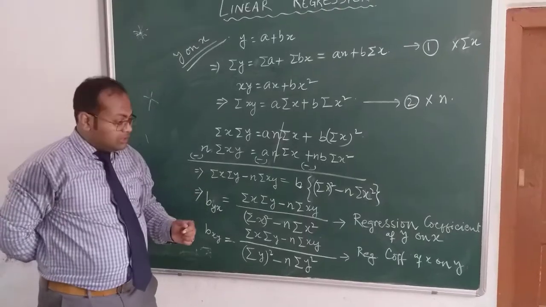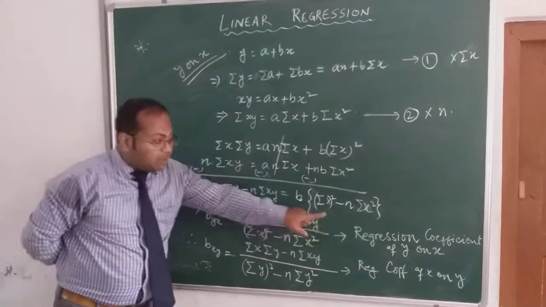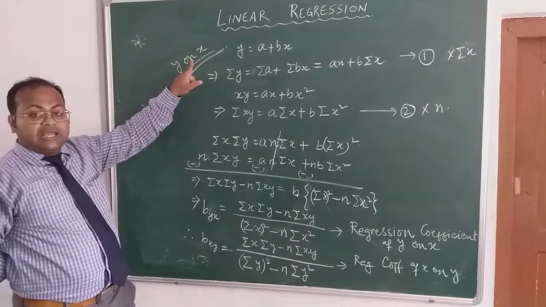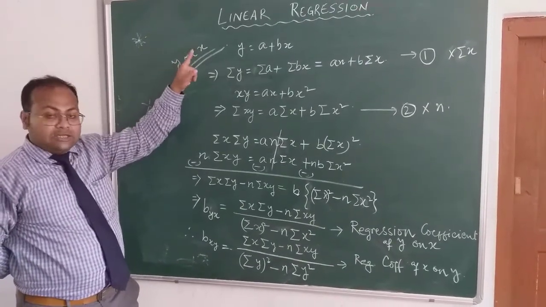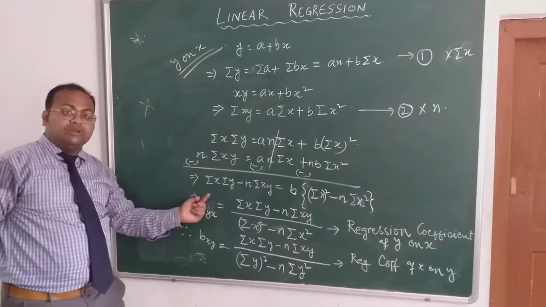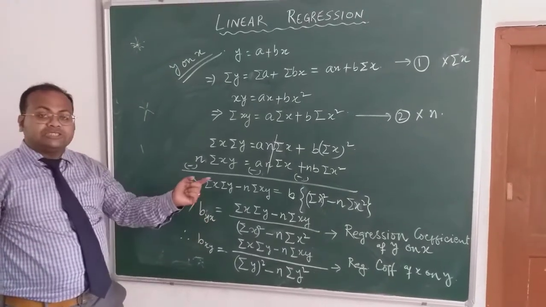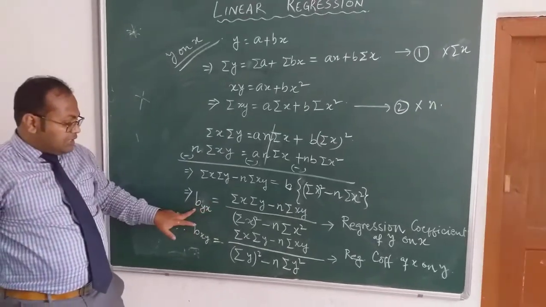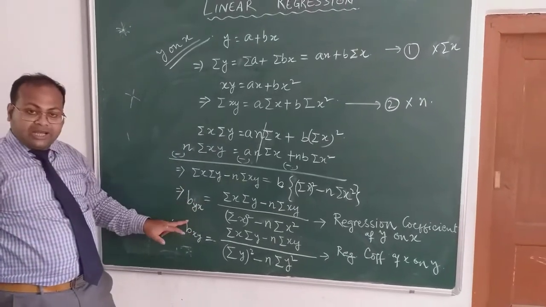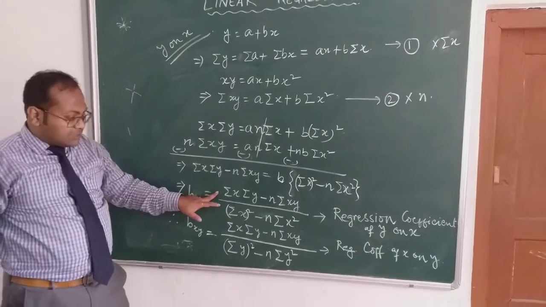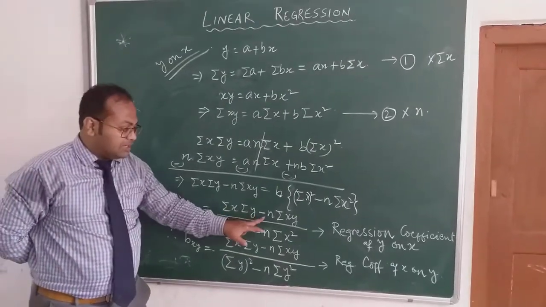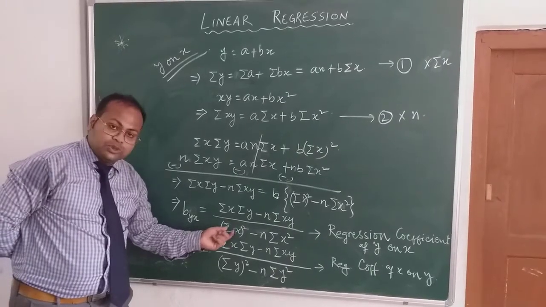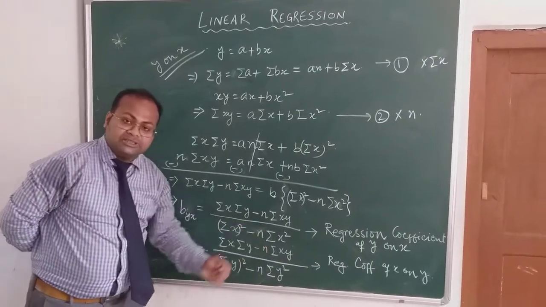Regression coefficient. Since we are finding the equation of the regression line of y on x, whatever coefficient we find here will be the regression coefficient of y on x. So this is the formula, which we denote as byx. It will be summation xy minus summation x into summation y by n, and in the denominator, summation x square minus (summation x) whole square by n.